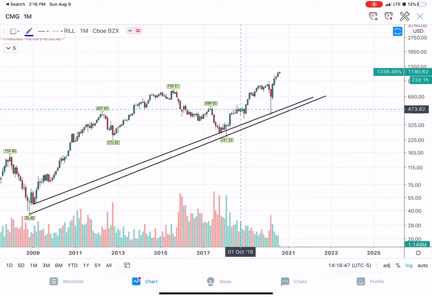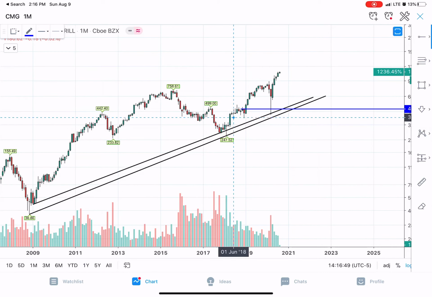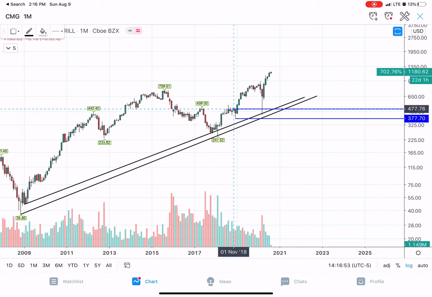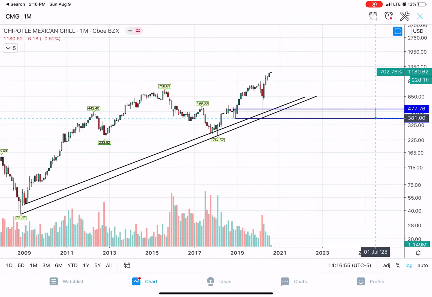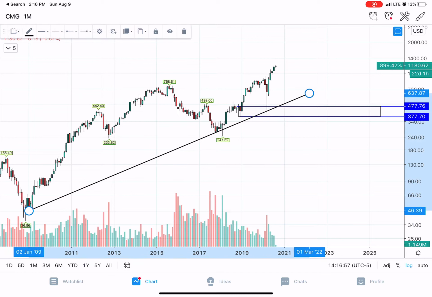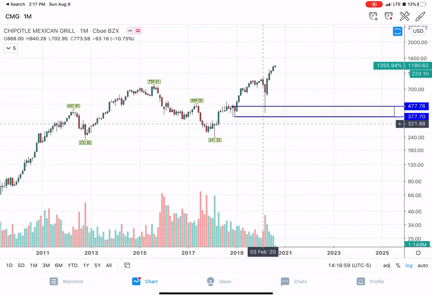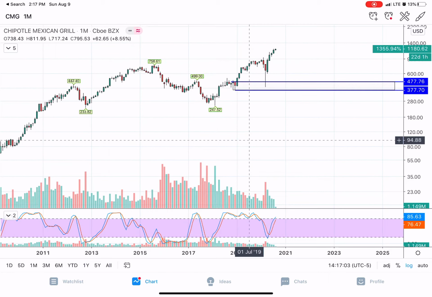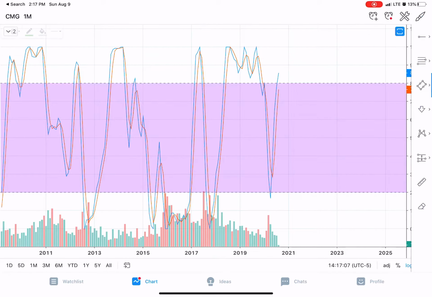And here we have a clear monthly imbalance right here in this area. Right, we get a drop-base-rally. And then price comes back into the monthly demand zone. And at the time, we were flashing a buy signal down here. Noted buy right here. We get this buy signal in this area right here.